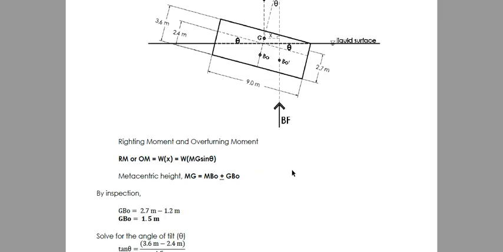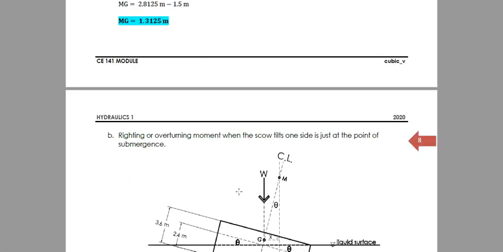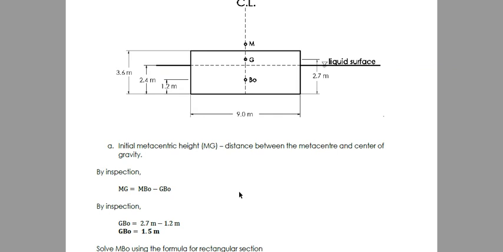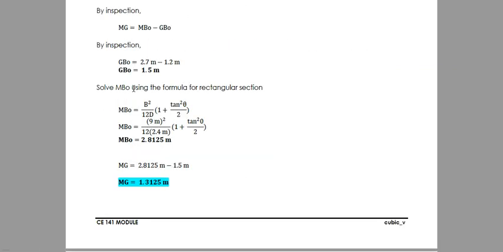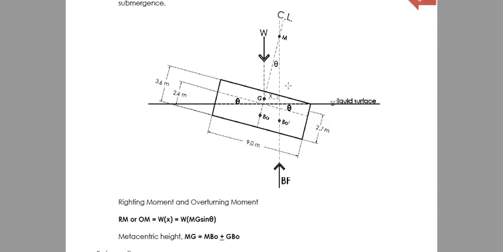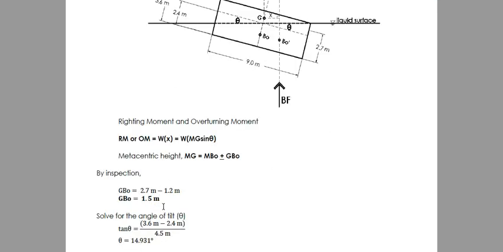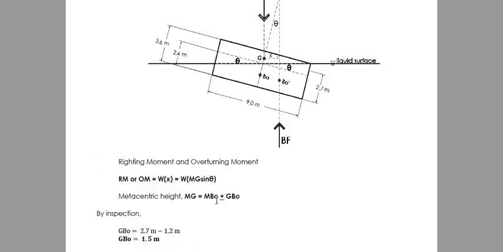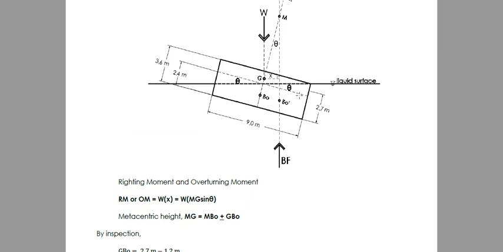Okay, so by inspection, GBO doesn't change. What was our GBO earlier? It didn't change, since cargo was neither added nor removed. So GBO would still be the same, 1.5 meters. Now, what will change is the value of MBO, since there is now a tilt. So M can be lower than G, or it can still be higher than G.